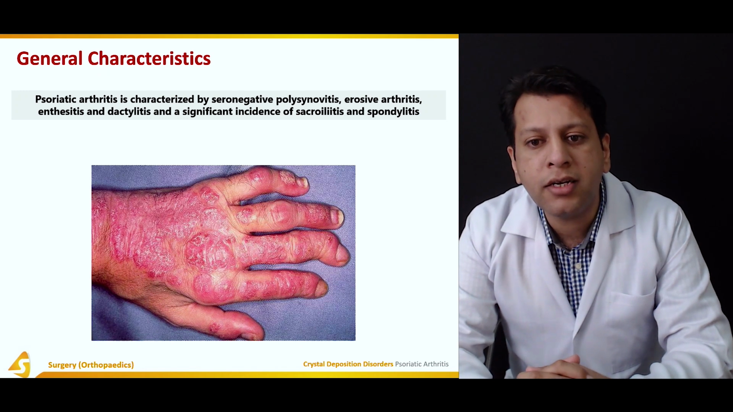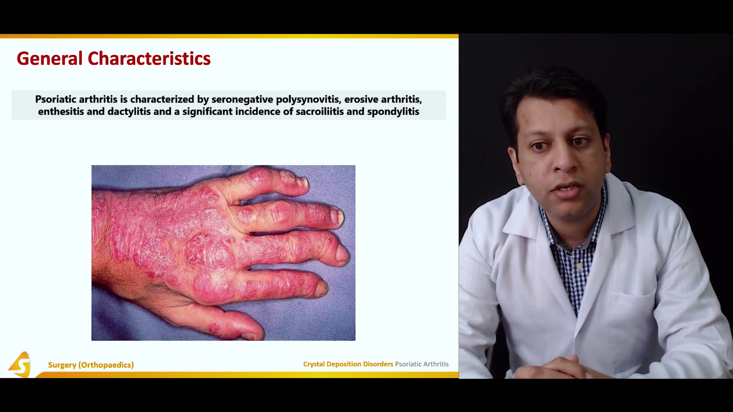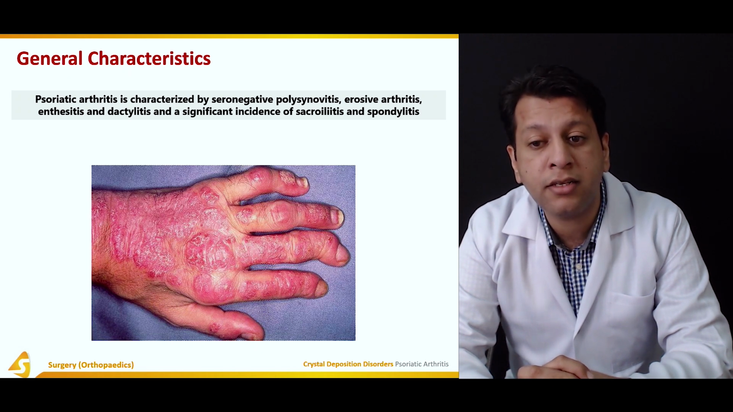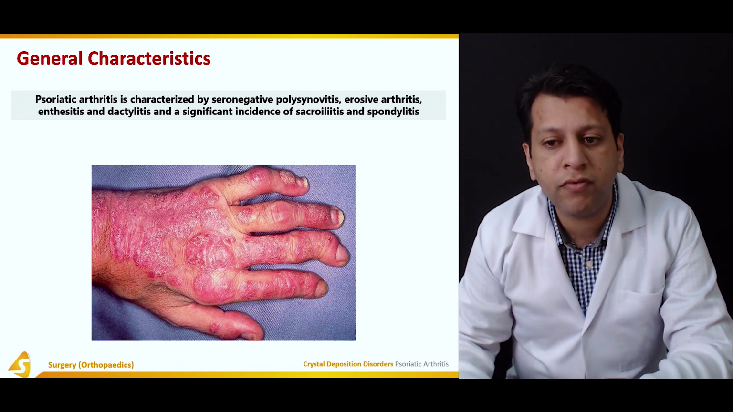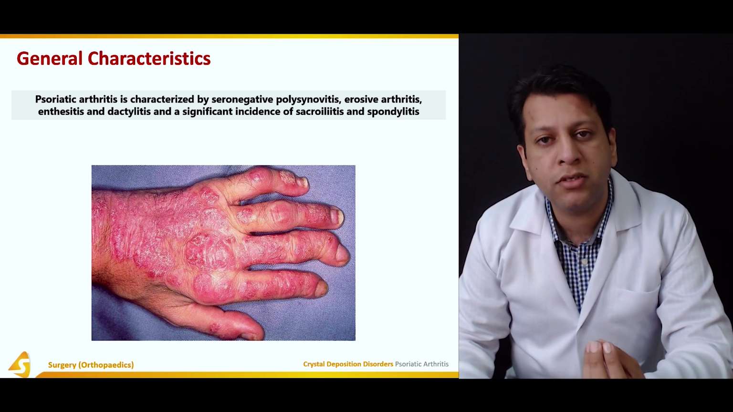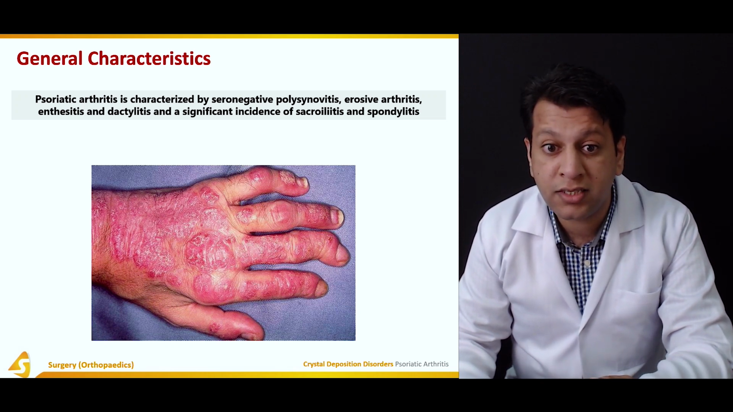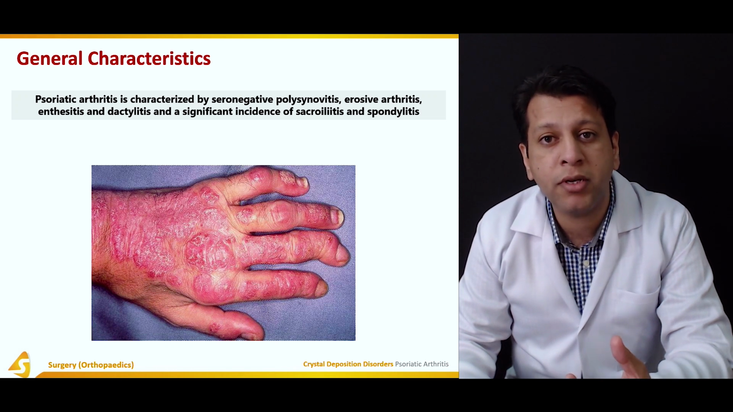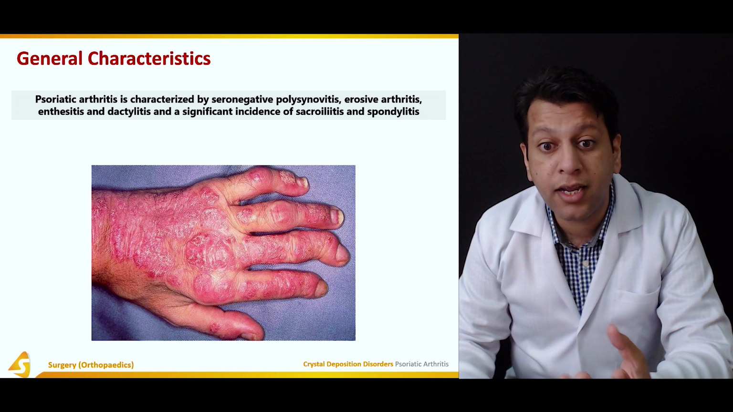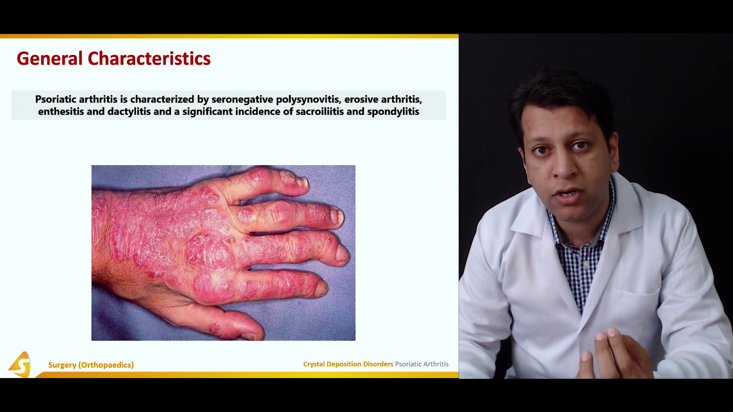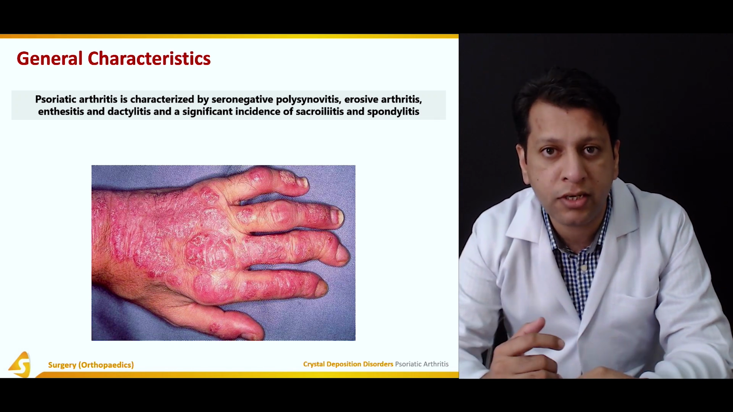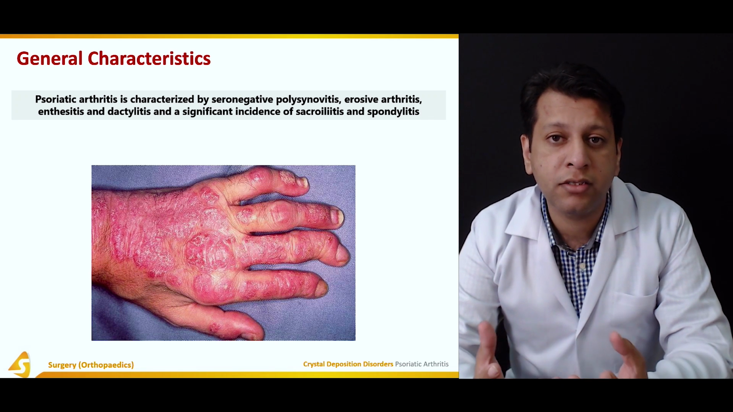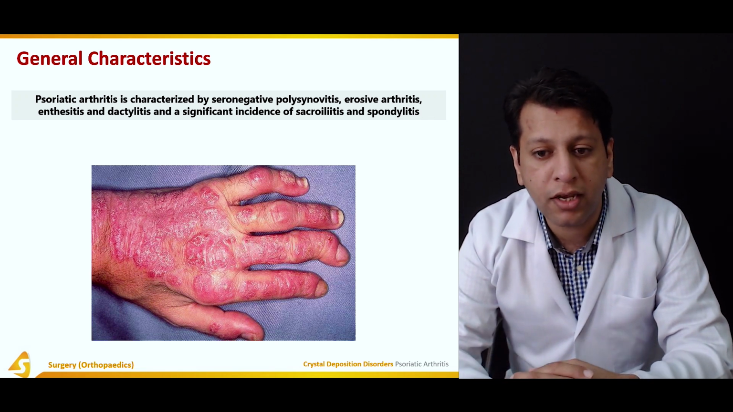Psoriatic arthritis is characterized by a seronegative polysynovitis, erosive arthritis, enthesitis, and dactylitis, and a significant incidence of sacroiliitis and spondylitis. This is actually inflammation of the synovium. There's erosion of the joint, that is erosive arthritis. Enthesitis is actually inflammation of the tendons. Dactylitis is mainly where the large and small interphalangeal joints get inflamed. The sacroiliac joint is also inflamed, and there is intervertebral joint inflammation as well.